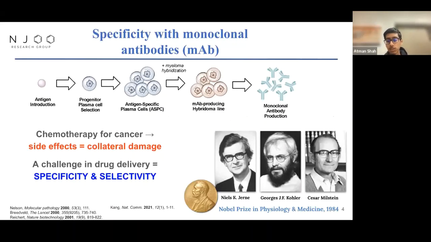And so this idea was first developed by Niels Jerne, Georges J. F. Köhler, and César Milstein. And for their invention, they won the Nobel Prize in 1984. And the idea was that once monoclonal antibodies were produced through a process involving antigen-specific plasma cells, they could be mass expressed in hybridoma cells. And these antibodies could then be used to connect to cytotoxic payloads and thereby produce specificity and selectivity in cancer therapeutics.